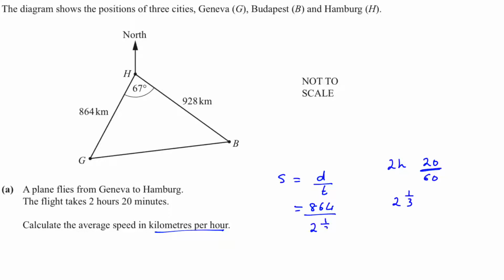Divide by 2 1/3 and we will get 370.285. We'll round it to 1 decimal place: 370.3 kilometers per hour. If you round this and write, you will get a little different answer in your decimal. So write it as a fraction.